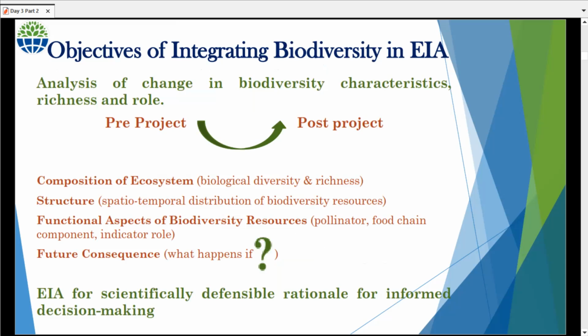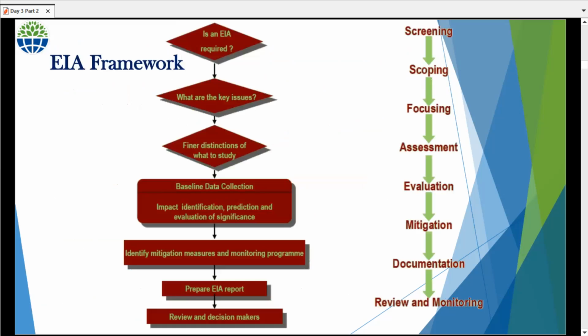What are the objectives for this EB? Before going to develop, under the design, which is known as pre-project, sometimes called the design or scoping stage, we have to assess the changes in biodiversity characteristics, the richness of biodiversity, and their importance or role. The composition of the ecosystem can be defined in terms of richness and diversity. Spatial and temporal distribution can be defined on the resource-based structure. Some offsets can be defined for future consequences. Impact can be defined and procedures written down like that.